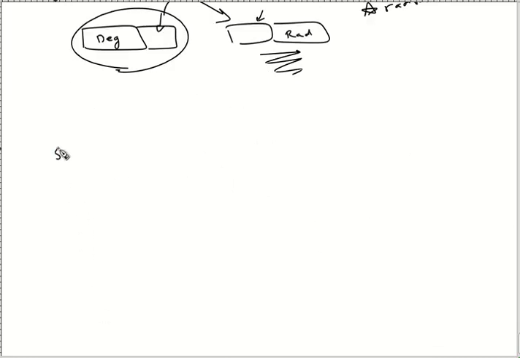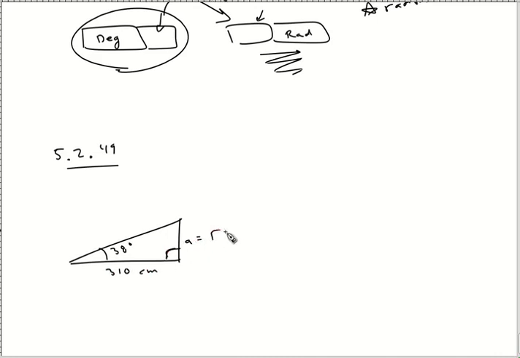Keep cruising. 5, 2, 49. I've got a triangle that looks something like this. 38 degrees. This is 310 centimeters. And they say, what is A equal to? Okay, so let's go back to which one we're going to use. Are we going to use a sine, a cosine, or a tangent for this particular situation? Well, notice that we have the opposite and the adjacent, and the only formula that uses both of those is tangent.